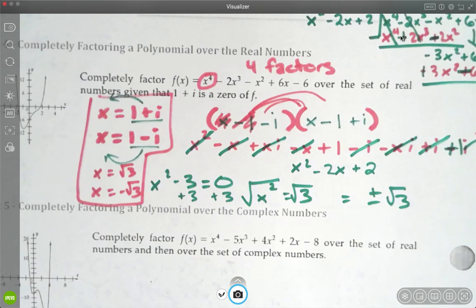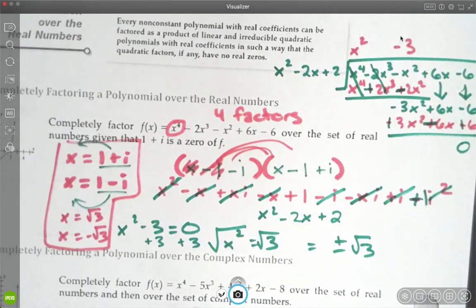X squared minus 3. X squared minus 3. And then we take that and set that equal to 0, right? Okay. Next.